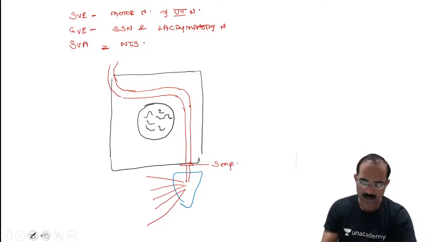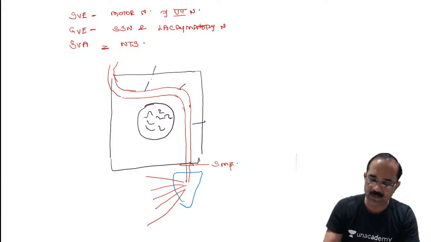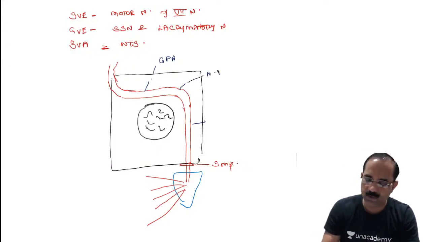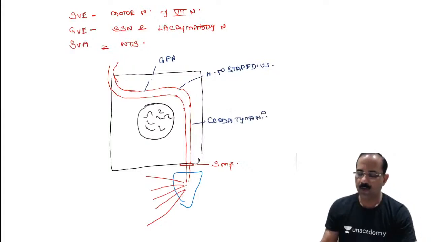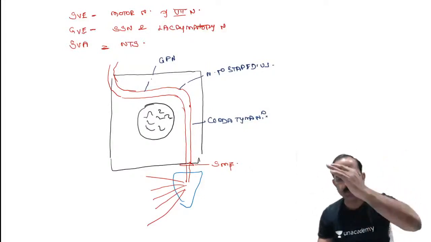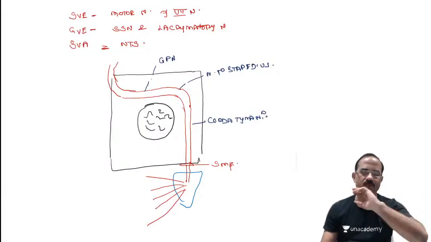It gives 5 branches. In the ear, the facial nerve gives 3 branches. Anyone, can you answer this? What is this? Greater petrosal nerve, the greater superficial petrosal nerve. What is the second nerve? Stapedius. And the third one is chorda tympani. So: greater petrosal nerve, the nerve to stapedius, and chorda tympani. These are the 3 branches, and then it gets out through the stylomastoid foramen and gives the 5 branches.